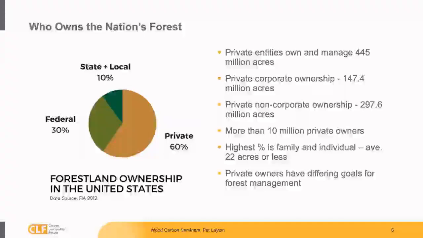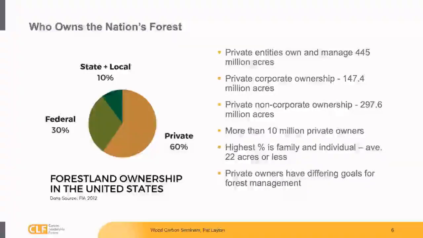As you can see, about 30% of the forest is federally owned, but 60% is privately owned. And they own 440 million acres, with private corporations only owning 147.4 million of those acres. These include some vertically integrated mills. It also includes a number of REITs and TIMOs. And then there is a large amount of non-corporate ownership, about 298 million acres of that. And there are more than 10 million private owners of these forests.